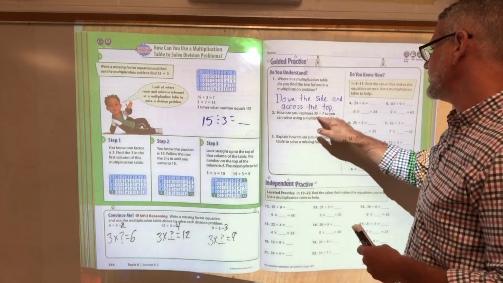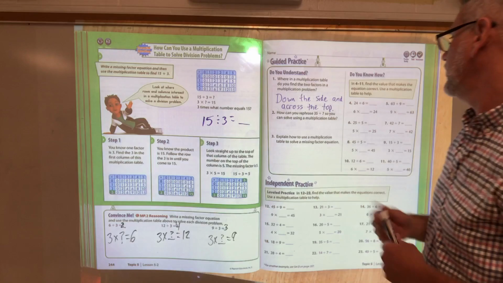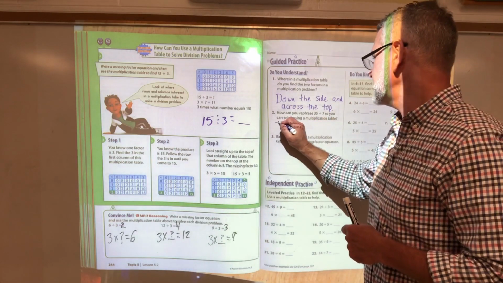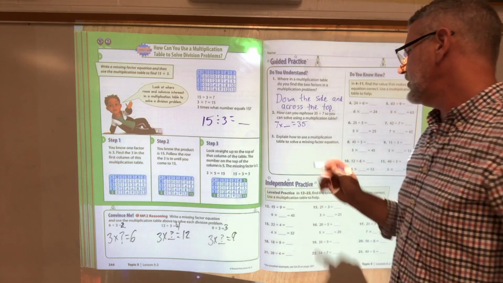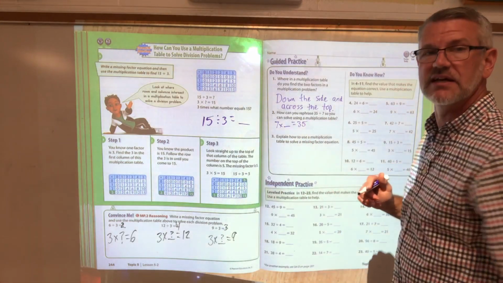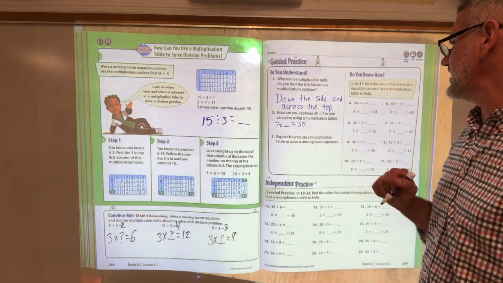How can you rephrase 35 divided by 7 so you can solve it with a multiplication table? Well, you just have to make it one of those missing factor equations and say 7 times blank equals 35. And then you would go to that table, go to the 7's, go across till you hit a 35, and then go up to the top. But that's how you rephrase that.